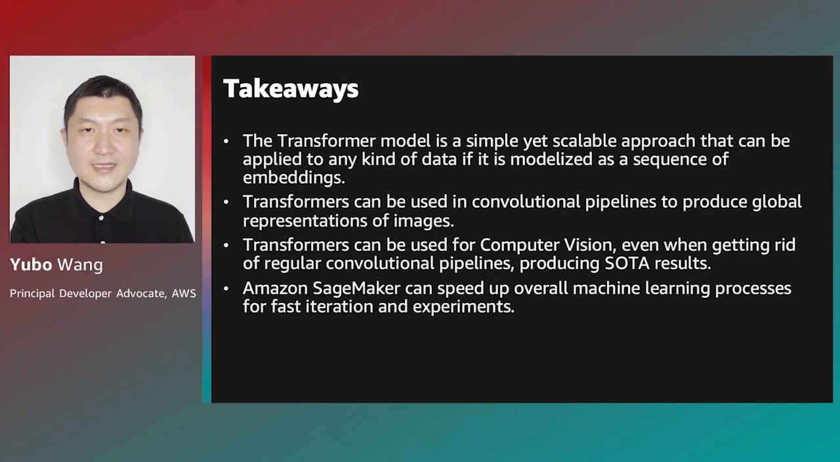Let's move back to the slides, and this is the summary of my talk today. While convolutional neural networks have revolutionized computer vision, we believe that vision transformer is a preliminary step towards generic, scalable architectures that can solve many vision tasks, or even tasks for many other domains. We are quite excited for the future development of vision transformer. And also, Amazon SageMaker can speed up overall machine learning processes for fast iteration and experiments.